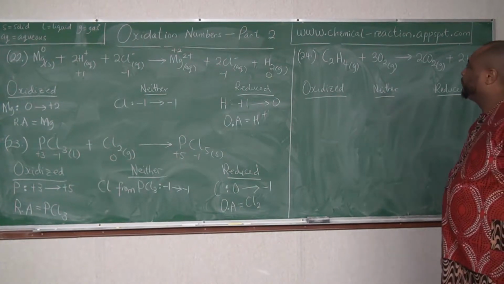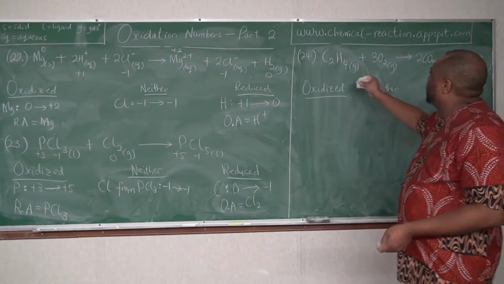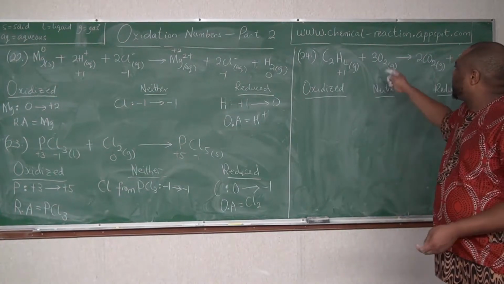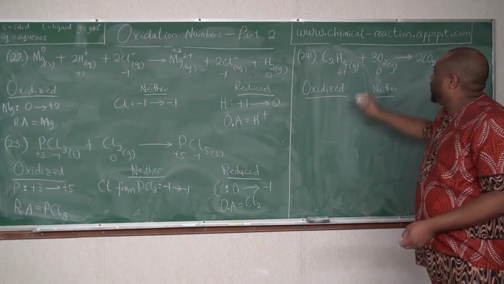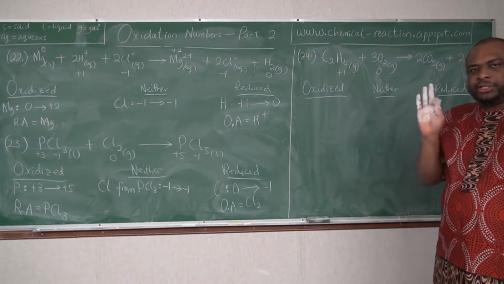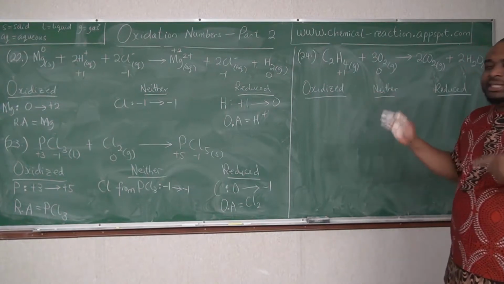Here, hydrogen is +1. This is not a metal hydride. So hydrogen is +1. Don't worry about the moles. Like I said, don't worry about the moles. Just focus on the formula. So this is O2. Oxygen is 0.